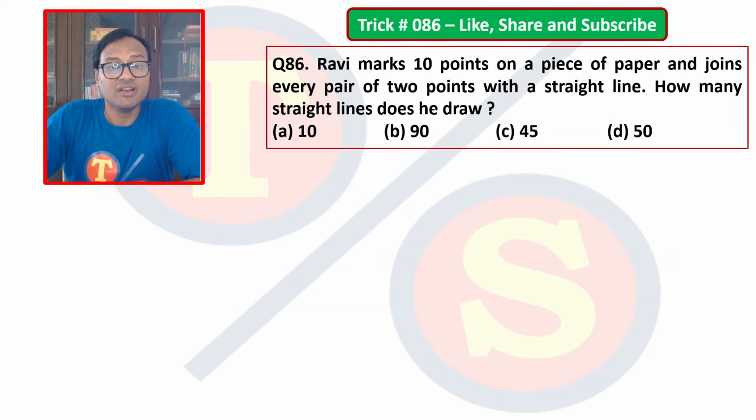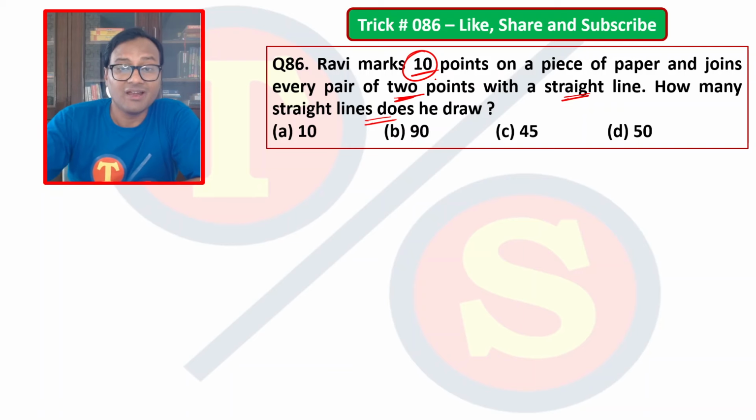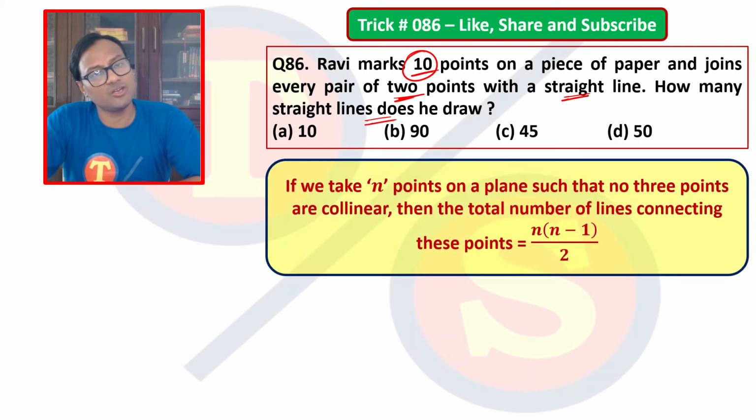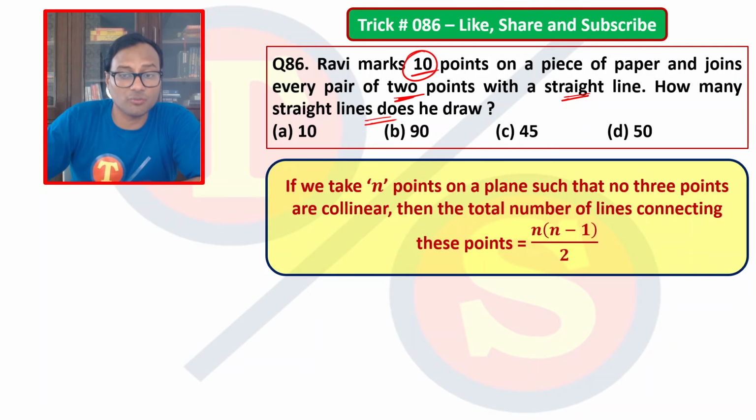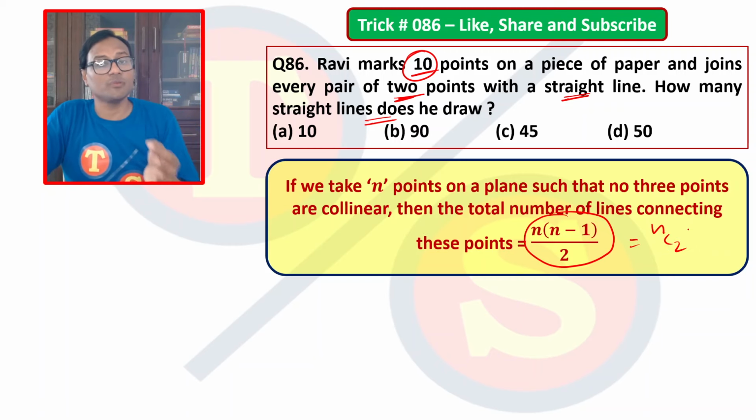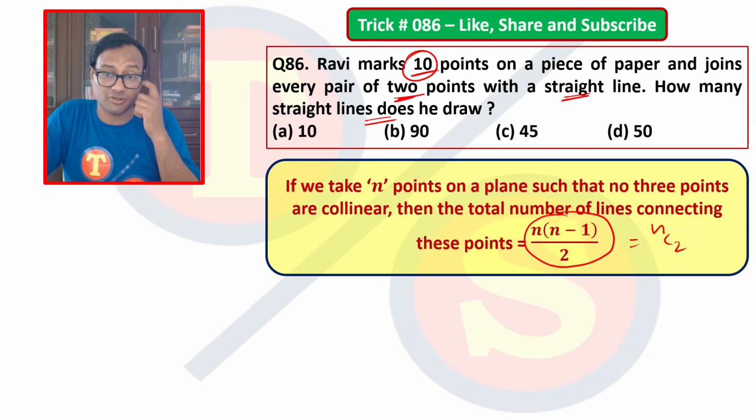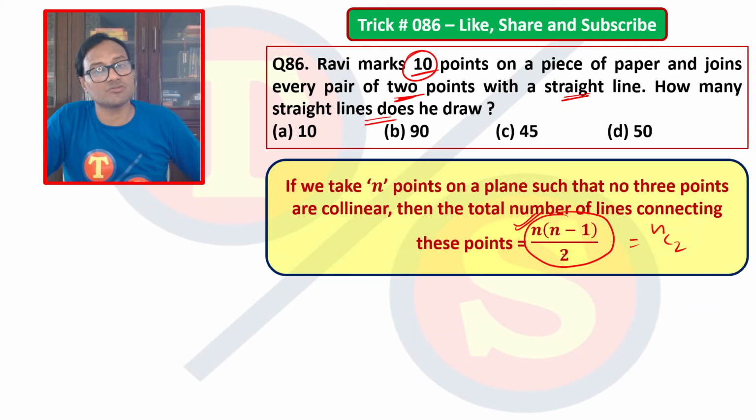Ravi marks 10 points on a piece of paper and joins every pair of 2 points with a straight line. So how many straight lines does he draw? If I have 10 points on a plane, I can join any 2 of them to create a line. So how many lines can I create? The formula for that is nC2. The people who know what this means, right? The combination of 2 objects out of n distinct objects, that is nC2, and this comes out to be n into n minus 1 upon 2.